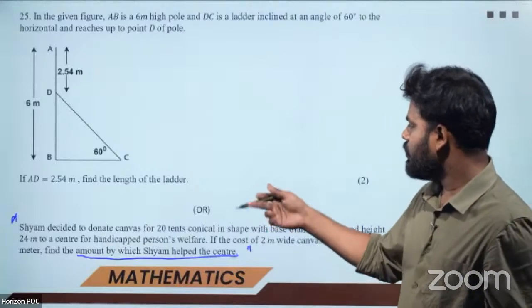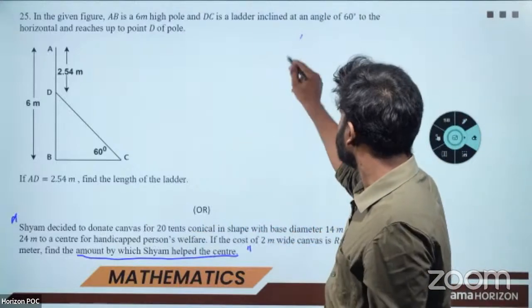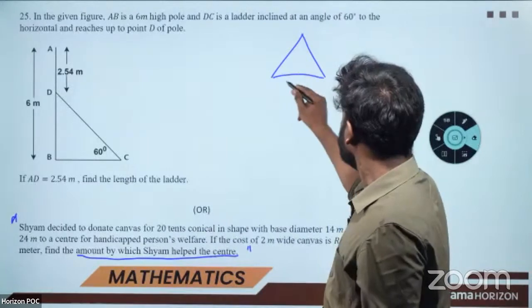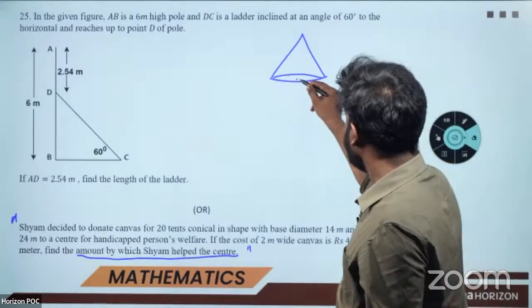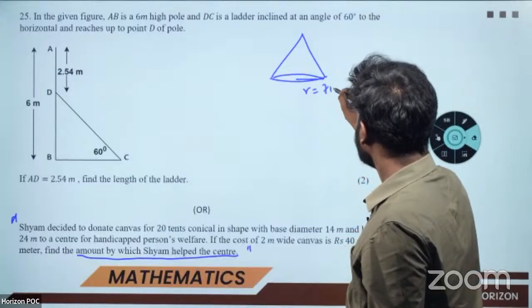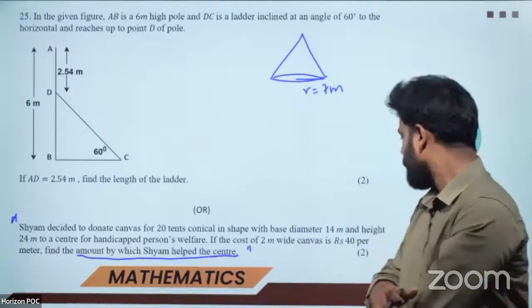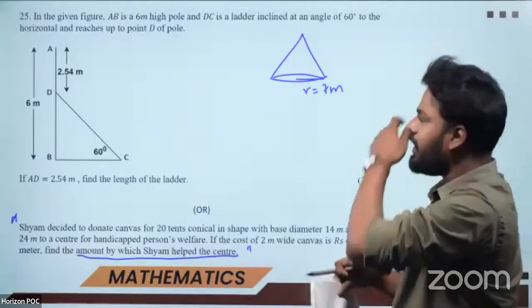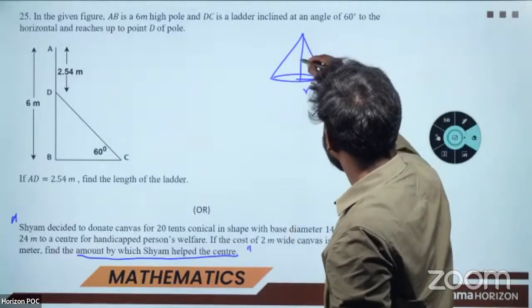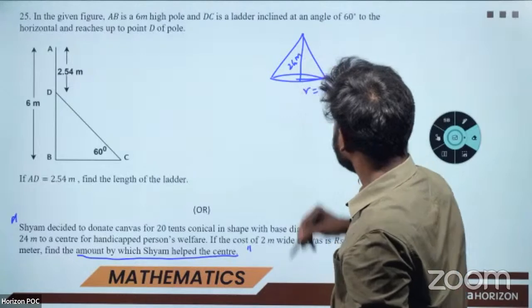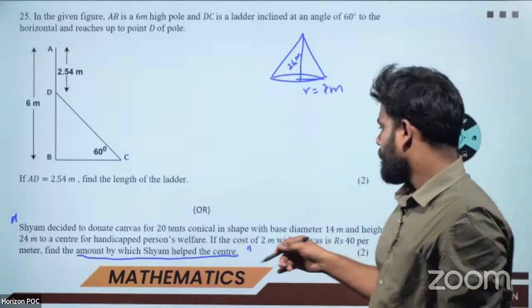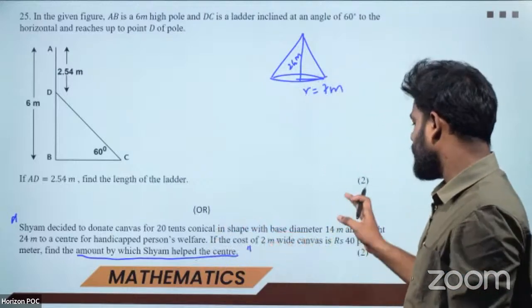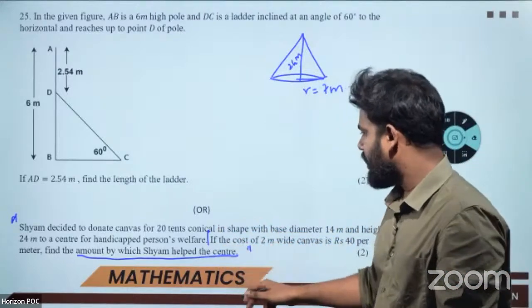So there is a tent. What is the shape of the tent? Conical shape. Base diameter is 14, but I'm not taking the diameter, I'm taking the radius. The radius is 7 meter, and the height is 24 meter. Clear? Now, the cost of 2 meter wide canvas, let it be there. This last part I'm not taking right now.